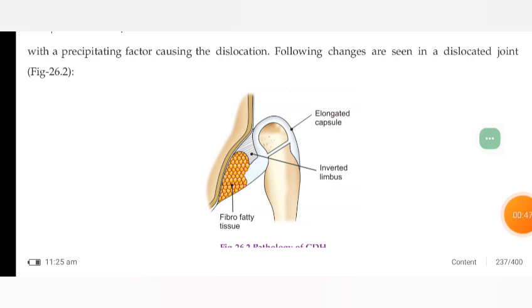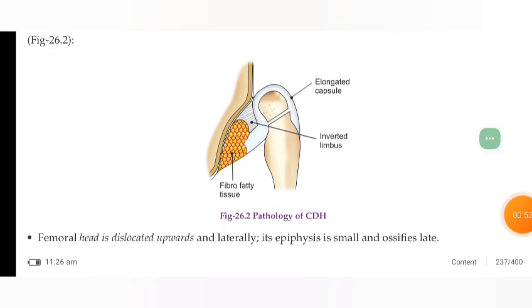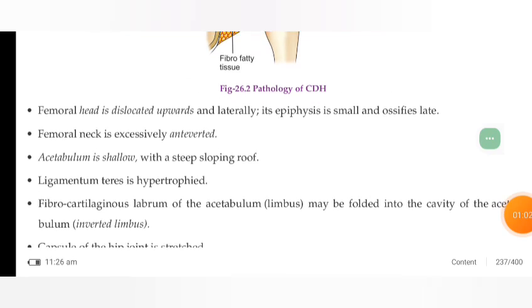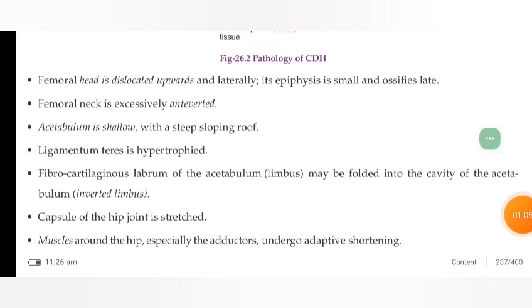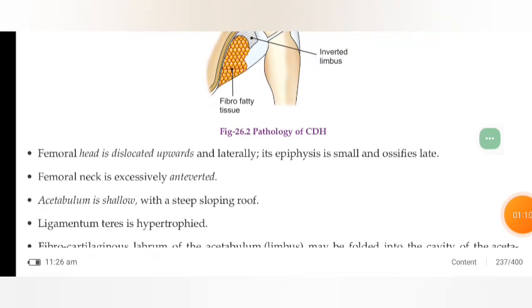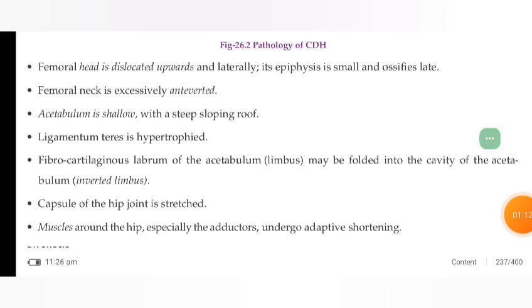The following changes are seen in a dislocated joint. Now, this is the diagram of the pathology of CDH. We can see an elongated capsule, inverted limbus, and fibrofatty tissue. The femoral head is dislocated upwards and laterally. Its epiphysis is small and ossifies late. The femoral neck is excessively anteverted. The acetabulum is shallow with a steeply sloping roof.